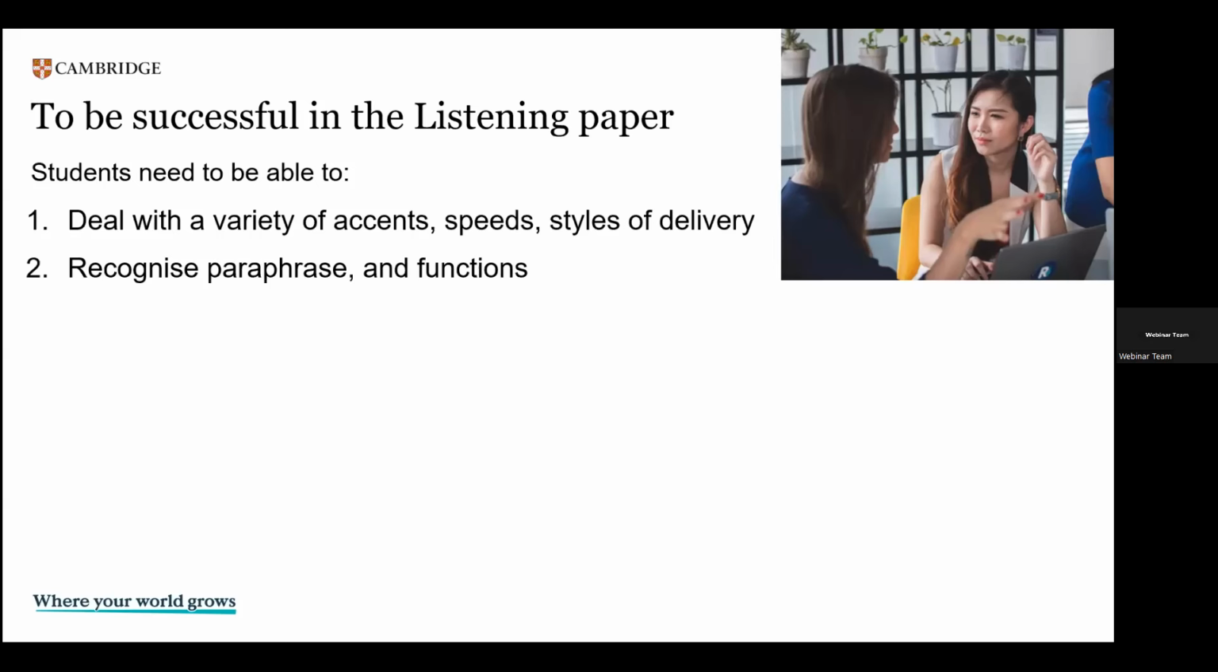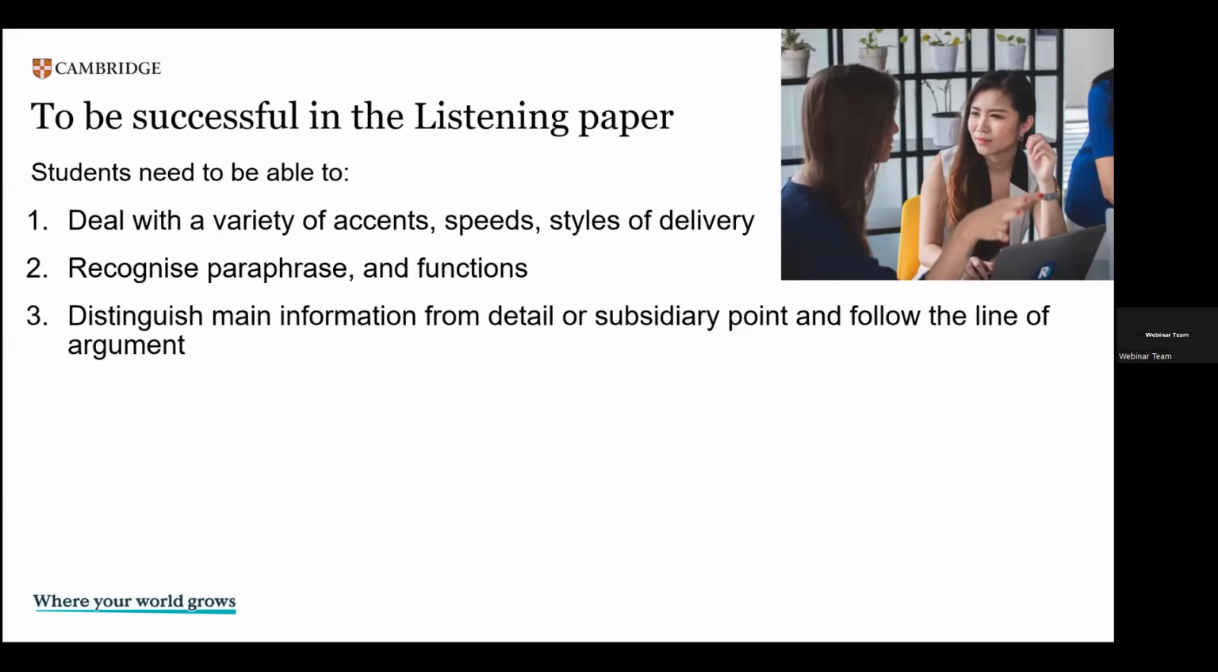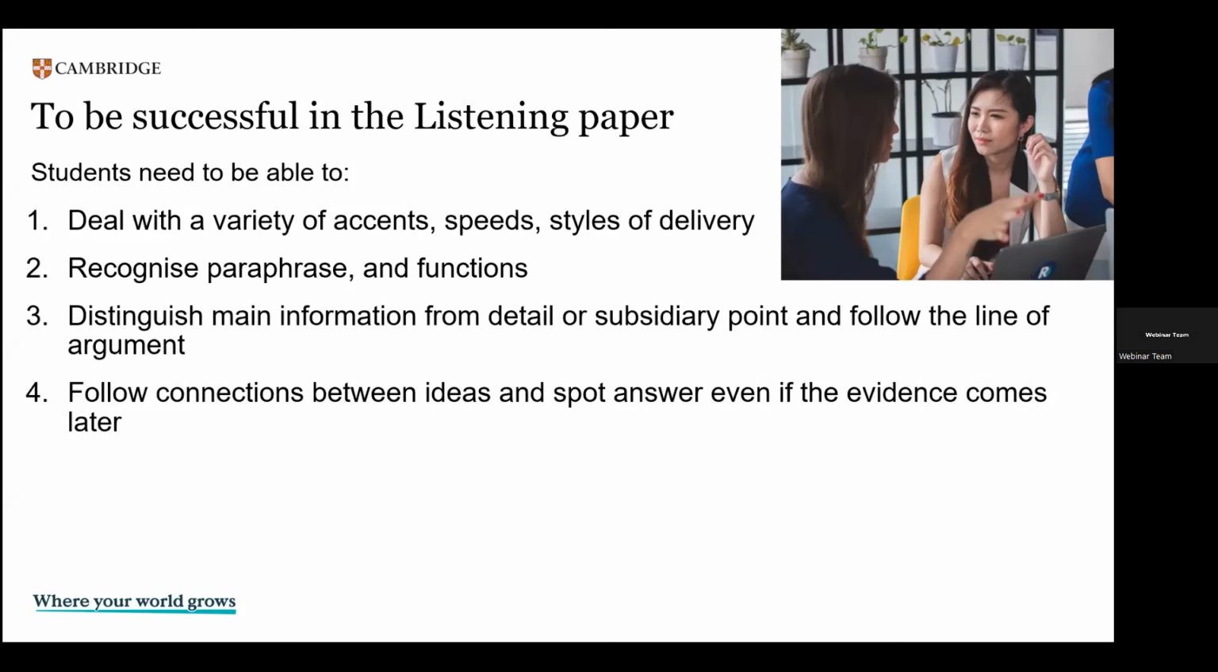Again, you need to recognize paraphrase and functions. You won't be listening to the same words as you're seeing in the questions. You have to be able to find different words. You need to be able to distinguish, find the main information, find what is less important, distinguish between the main line of argument and detail, and be able to follow an argument through quite complex language. And you need to be able to follow connections between ideas. And this is something which is probably different in C2 to other levels.